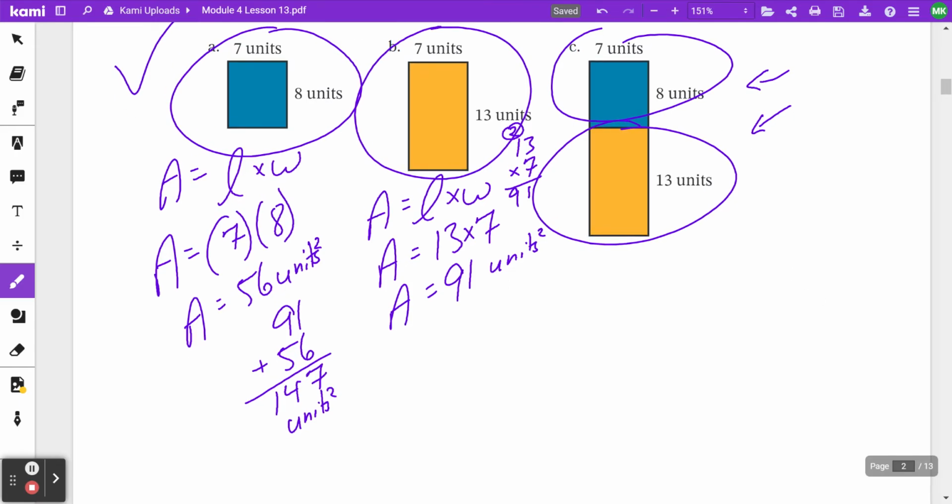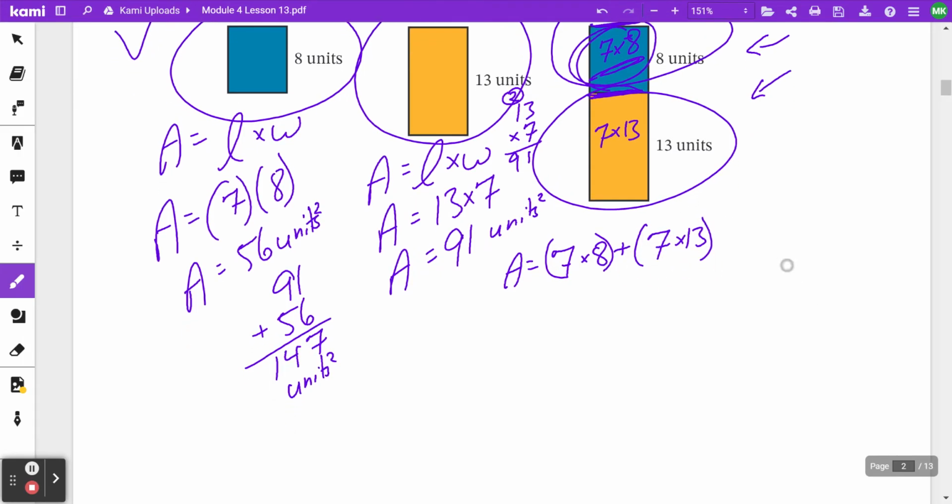Now, if I were to say to you, okay, now how do I find the area of this guy here? You would tell me 7 times the 8, right? And over here, since they share the same length, right, this guy here would be a 7 times 13, right? So you following me here a little bit? So if I wanted to find the total area, I would do a 7 times the 8, right? And I would multiply those two. That's this guy here. And I would add to that the 7 times the 13, right? And that would give me the area for the whole thing. But notice they have something in common. They have that 7 in common.